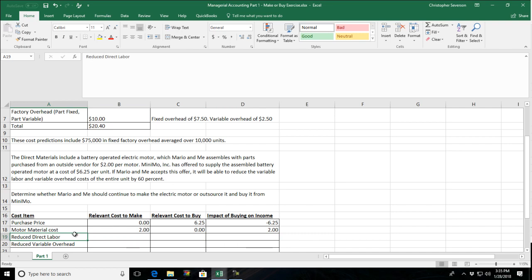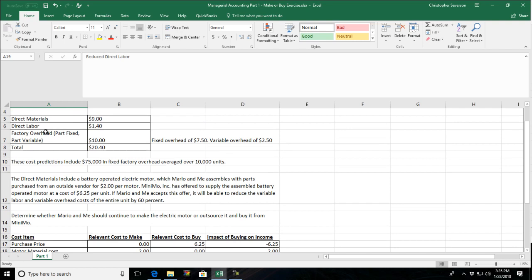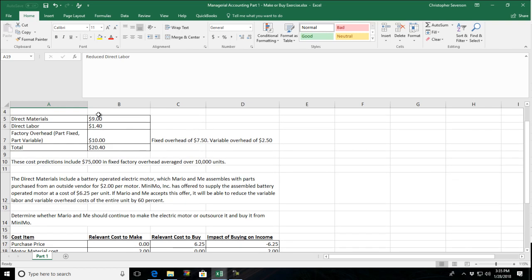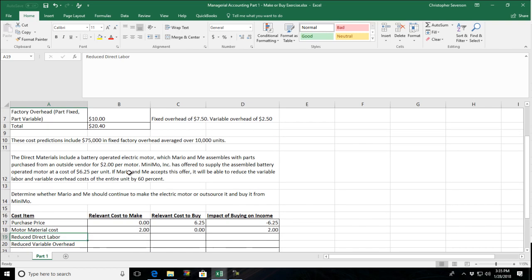Now we're also saving labor and variable overhead here. So with the labor, $1.40, we are reducing it by 60%. So what we want here, we don't want to put the full $1.40. We only want the portion of it that it'll change. If we buy, well, let me back up. If we make, we're going to have the entire $1.40. But we're going to have some of that even if we buy.